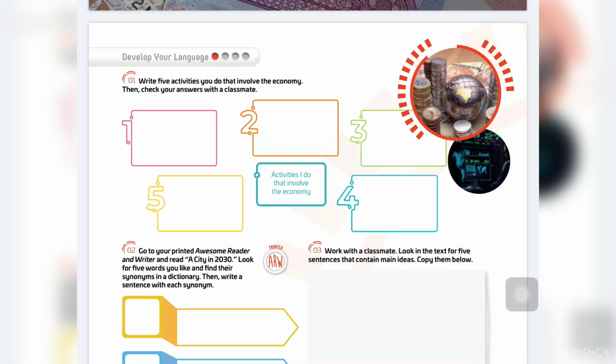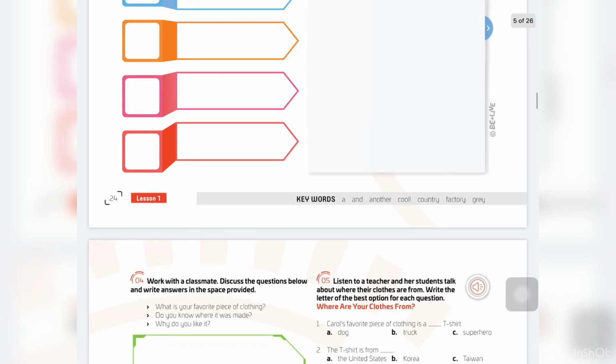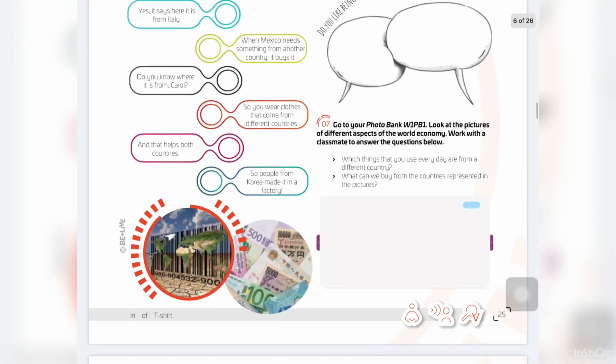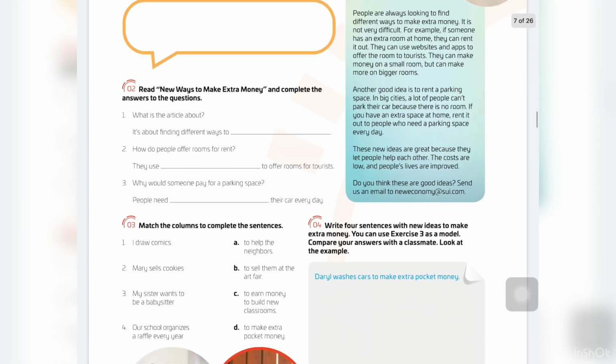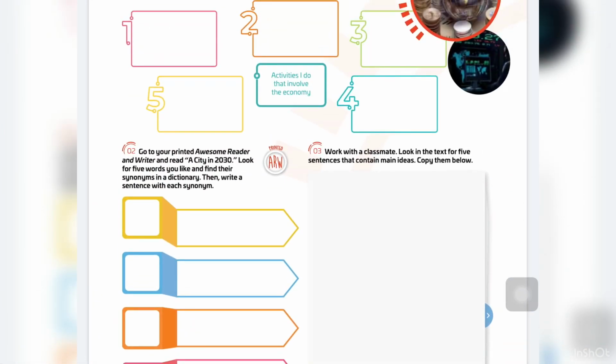Hello guys! Now, as I told you before, we are going to start with pages 24, 25 and 26. In order to start this activity, I'm going to explain different things, different aspects.